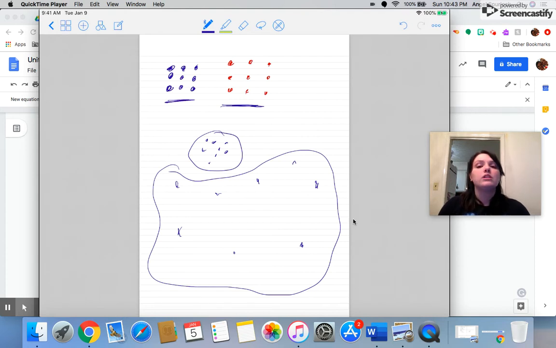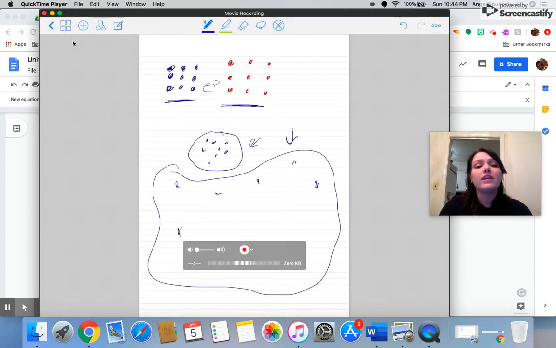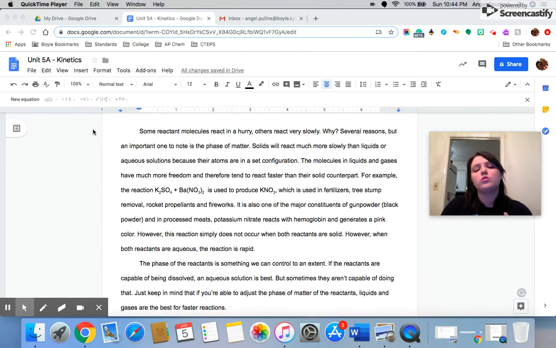Because collisions, remember, that's the first requirement of a reaction from collision theory: particles must collide. The more collisions that you have, the faster your reaction is going to occur, right? So if your solids cannot collide, they're not really going to react very quickly, versus your liquids and your gases that are spread out, that can move over each other. They're going to have that option to collide a lot more often, okay?